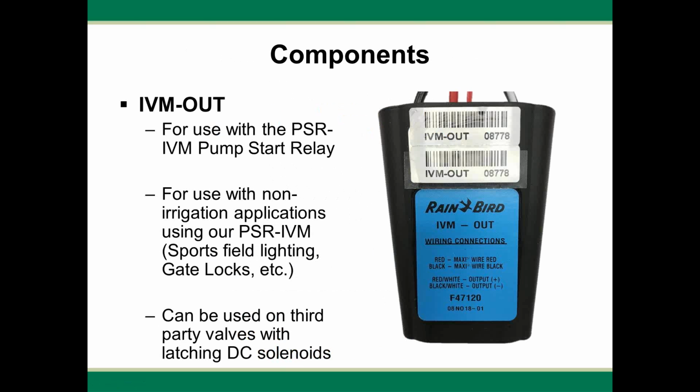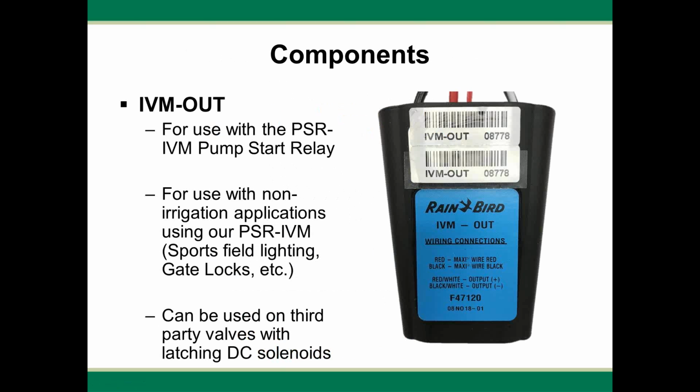Connecting the IVM out allows you to take that 2-wire communication path, the IVM out, and connect it to a pump start relay or some other relay circuit within your electrical system, and we're able to turn on those various ancillary items, sports field lighting and gate locks.